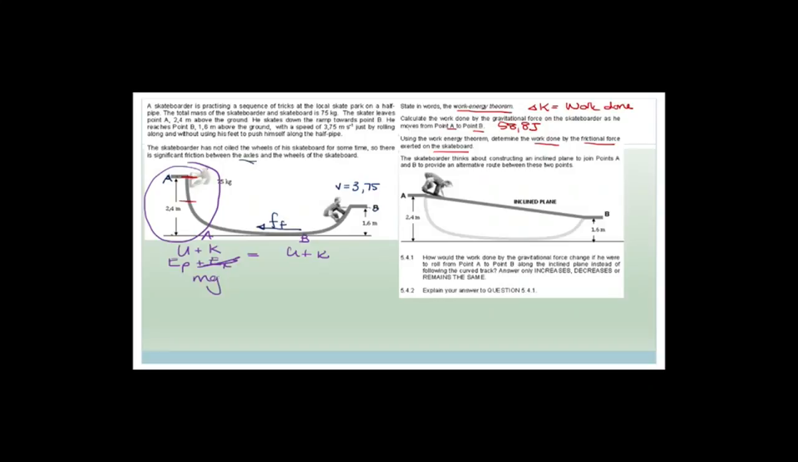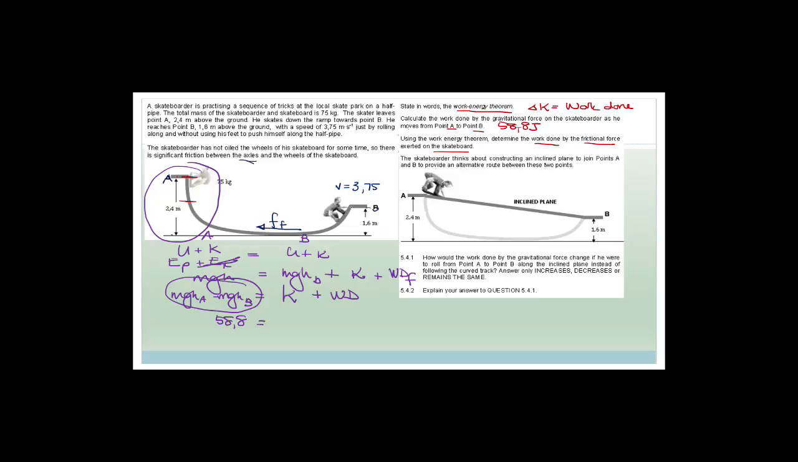So we can say mgh at A is equal to mgh at B, the potential energy, plus the kinetic energy, plus, they've told us there's energy due to friction. So this is going to be the work done due to friction. Now we've already worked out mgh of A minus mgh of B. It's 58.8 joules, and that is going to equal the kinetic energy plus the work done. They've made it easy for us.